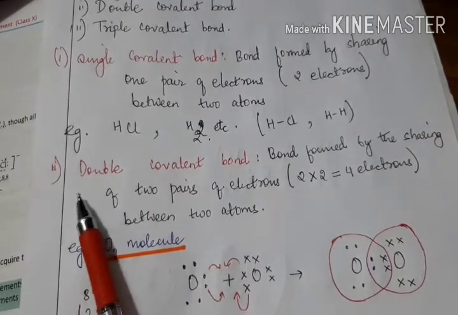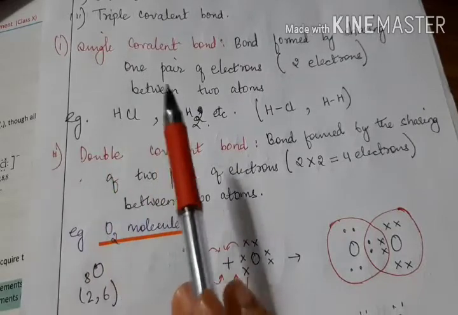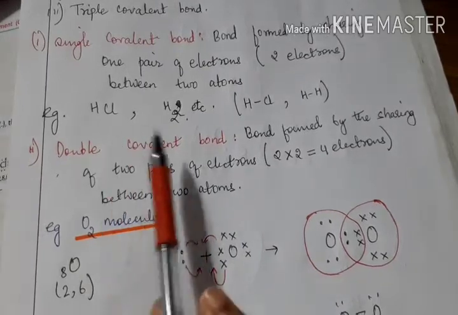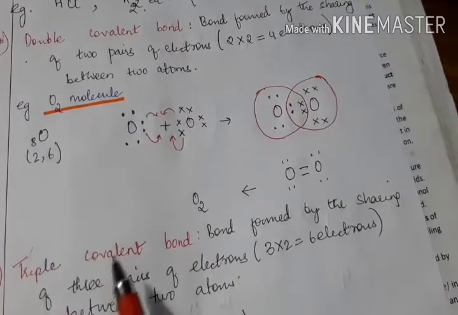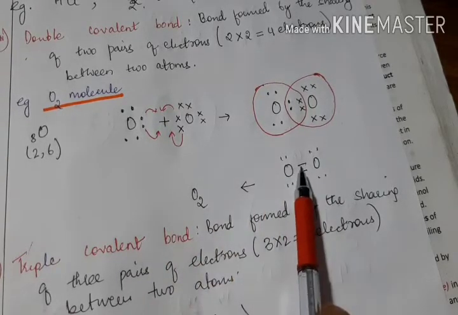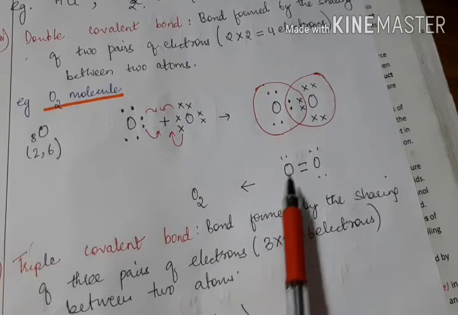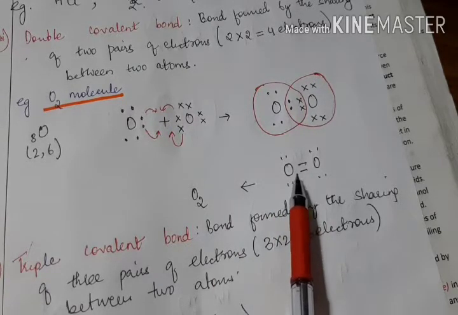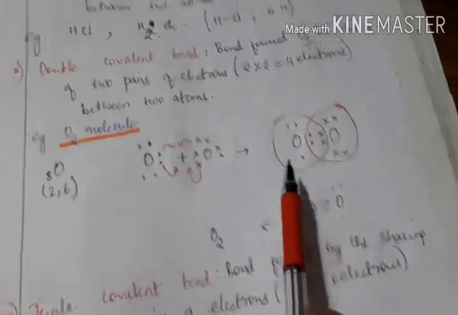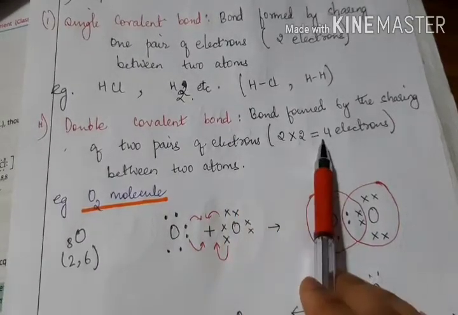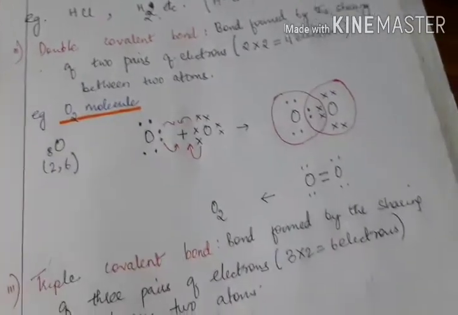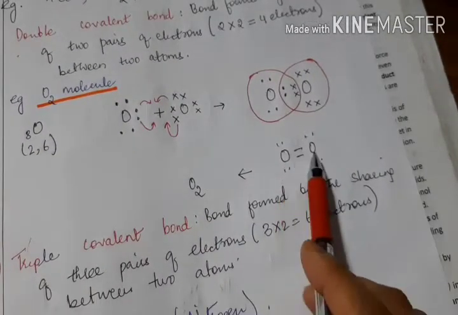Another one is double covalent bond. As the name suggests, double means two. So a bond formed by sharing two pairs of electrons between two atoms is a double covalent bond. Double covalent bonds will be like this. See, between oxygen there are two bonds. Two bonds means how many electrons? 1, 2, 3, 4. Four electrons means two pairs of electrons. So in double covalent bonds, the two atoms will be sharing two pairs of electrons. Two pairs means four electrons in between them. Remember, it should be between the same two atoms.